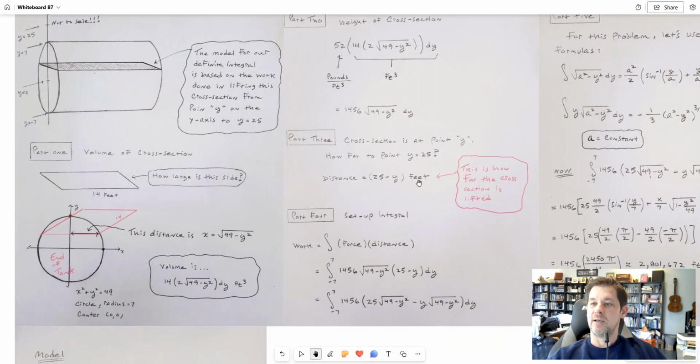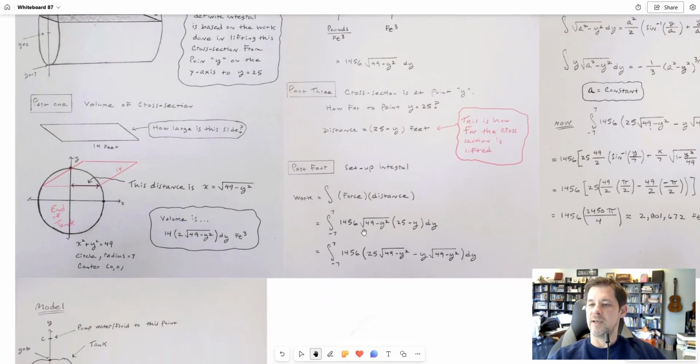Now at this point, I know how heavy the cross section is, and I know how far I need to lift it, and that's all we really need to know, because work is force times distance. So I take the force, that's this, also known as the weight in this case, and I take the distance, that's this, and then you'll get this integral right here. The bounds on the integral have to cover the geometry of the tank top to bottom, and that is -7 up to +7 on the y-axis. Okay, so there's our setup.